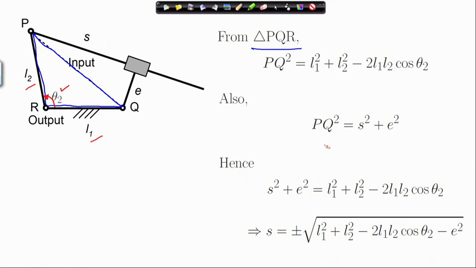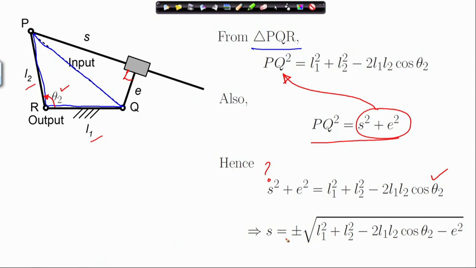Also we know that PQ square is S square plus E square, we have already seen this, this is a right angle triangle. Therefore, if I just substitute this here, S square plus E square is this. Now, remember that we are given theta 2, so theta 2 is specified. We have to find out S. So, this is straightforward. There are two solutions of S, plus minus.